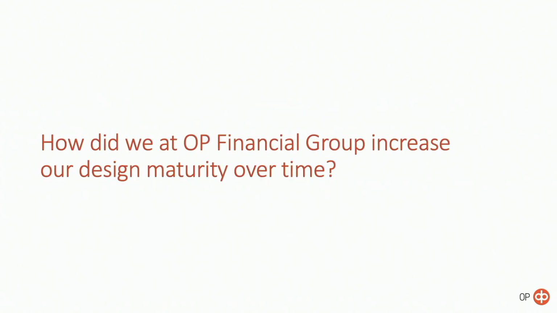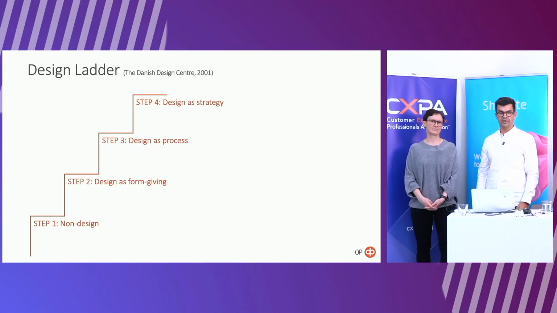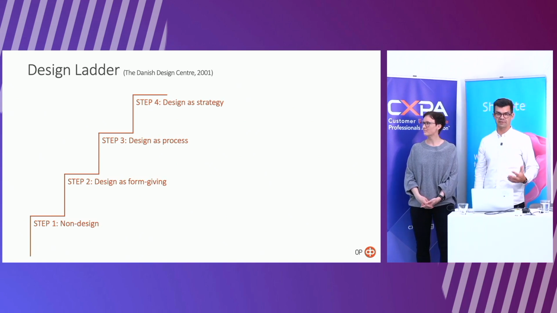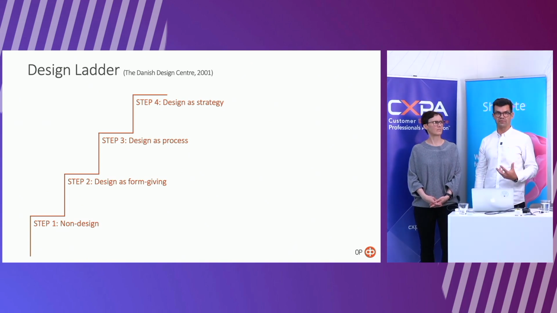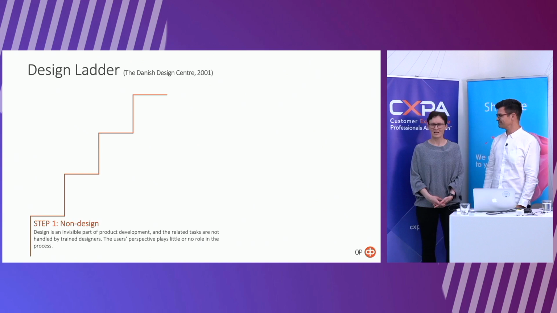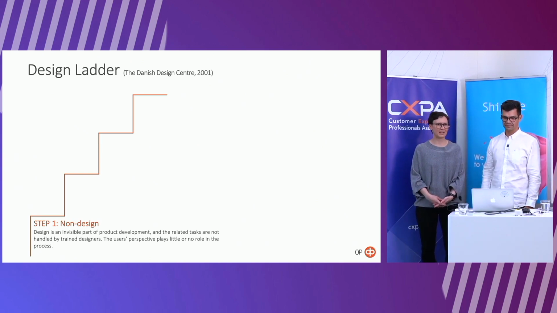Today we're going to talk about our journey increasing the design maturity at OP Financial Group. We're going to use the Danish Design Center's design ladder model, four steps. I guess you're all quite familiar with it, so we use it as a framework of our journey. So please enjoy.